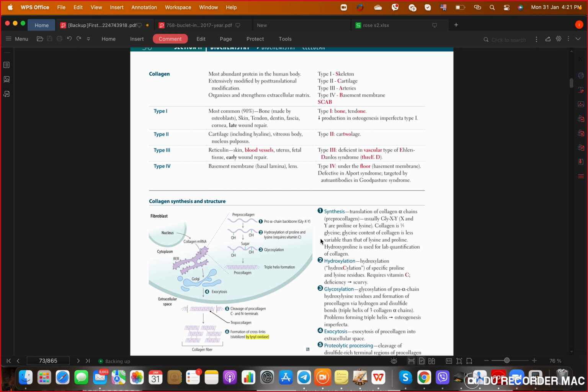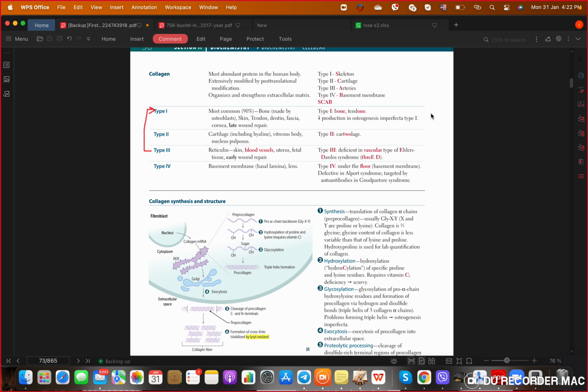And it exists also in the skin, tendon, dentine of the teeth, fascia, this is important, the cornea, and late wound repair. I want you to notice that early wound repair will be type 3, late wound repair will be type 1, which means that type 3 will be converted to type 1, okay? So they write, type 1 collagen is going to be decreased in osteogenesis imperfecta, and logically, the areas that will be most likely to be harmed will be the dentine and the bone, yes?